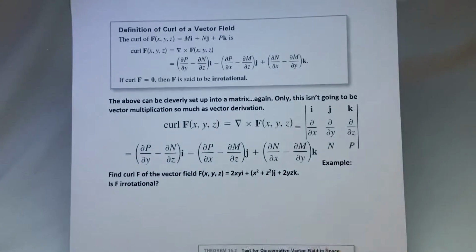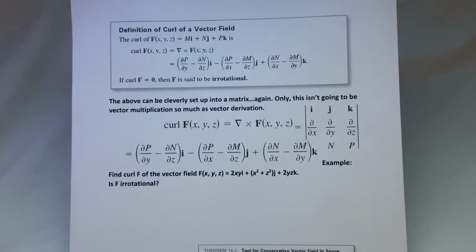Okay, so an extension of conservative is to be irrotational. To figure out what irrotational means, we need to define the curl of a vector field. The curl of a function in 3 dimensions is the cross product of the gradient and the function f of x, y, z. It's equal to (dp/dy minus dn/dz) i, minus (dp/dx minus dm/dz) j, plus (dn/dx minus dm/dy) k. And if the curl is 0, then f is said to be irrotational.